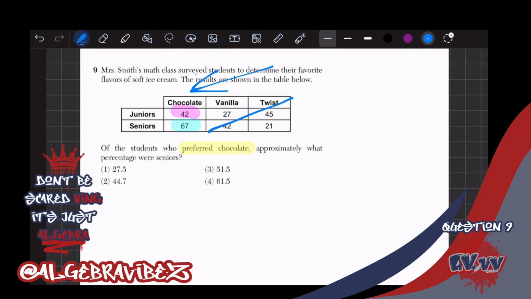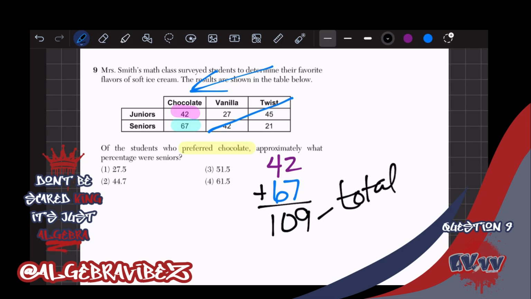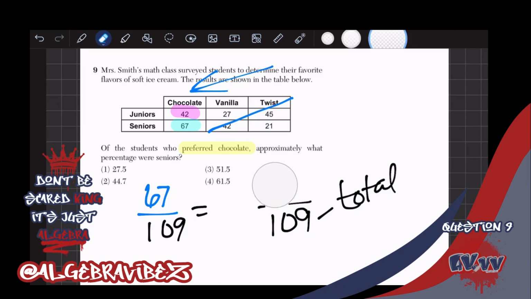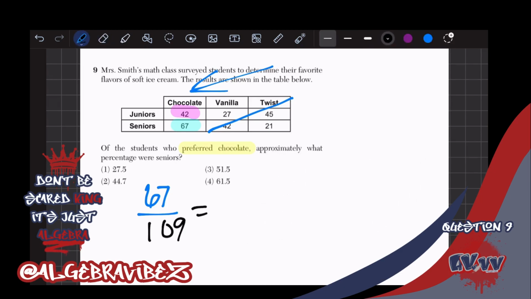So the first thing we have to do is find the total. So what we're going to do is add 42 and 67 because those represent the amount of juniors and seniors who like chocolate. So 7 and 2 is 9, and then 4 and 6 gives us 10. So 109 is the total amount of both juniors and seniors who like chocolate. Then we're going to take 67, which is the total amount of seniors who like chocolate, and divide that by 109, which is the total amount that we just found.